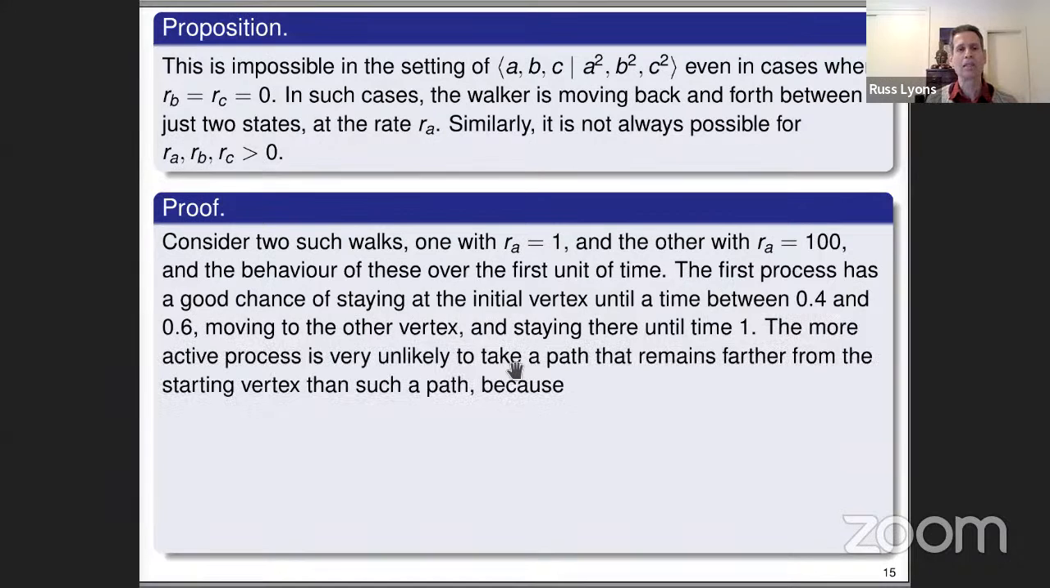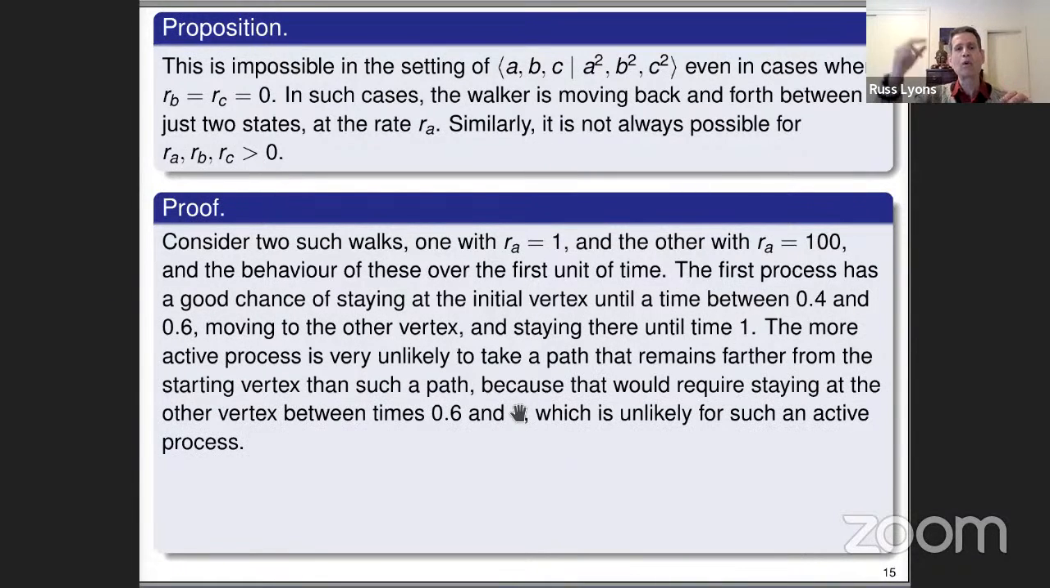But the more active one is very unlikely to take a path that moves farther from the starting vertex. In this case, why? Well, that would require staying at this other vertex, the non-starting point, at all times between 0.6 and 1. That's extremely unlikely for such an active walk. Okay, so it's impossible to couple them. It doesn't matter whether it's Markov coupling or not.